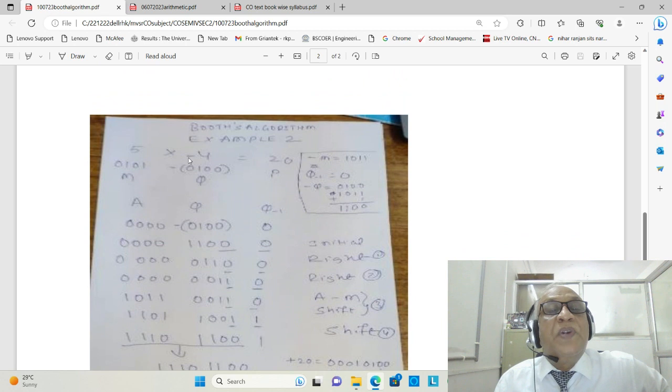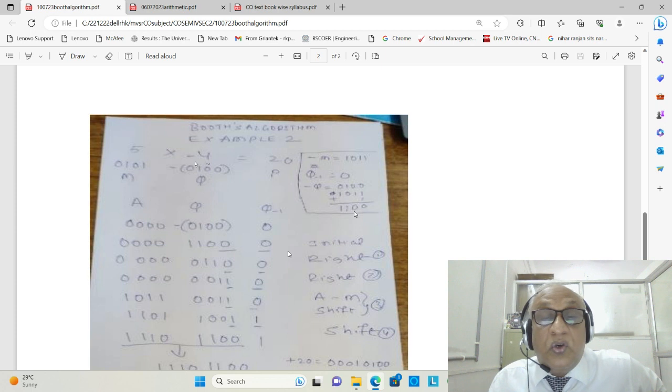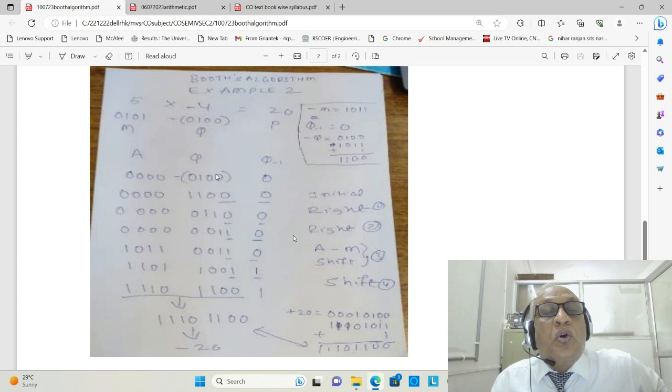Same thing with the signed number. Let us say 5 multiplied by minus 4 equal to minus 20. So here this minus 4 is minus Q, so we have to take the 2's complement number of Q. As Q is 0 1 0 0, minus Q will be the 2's complement of Q, that will be 1 1 0 0. Same steps are there. Look at the q zeroth bit and the q minus 1 bit. If it is 0 0, right shift. If it is 1 0, A minus M. If it is 0 1, A plus M. Same steps are there, but it is a circular shift.